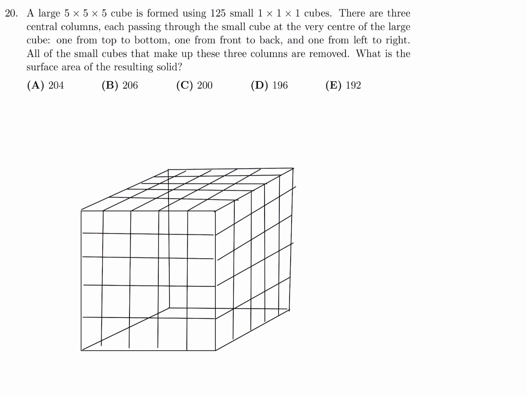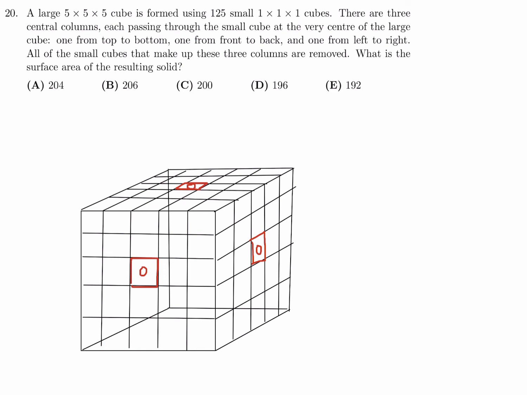So we've got this 5 by 5 by 5 cube, and the central column will be either here, here, or here. So those are the spots. And then we're going to basically take out that entire column. So top to bottom, left to right, front to back. And then what's left, we have to calculate the surface area.